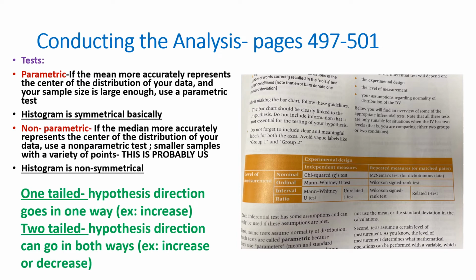Again, one-tailed, as you're going to see in inferential statistics, means the hypothesis direction goes in one way, increase, and two-tailed means the hypothesis direction goes in both ways, either increase or decrease, and that will depend on what kind of critical value you're going to have from a table.